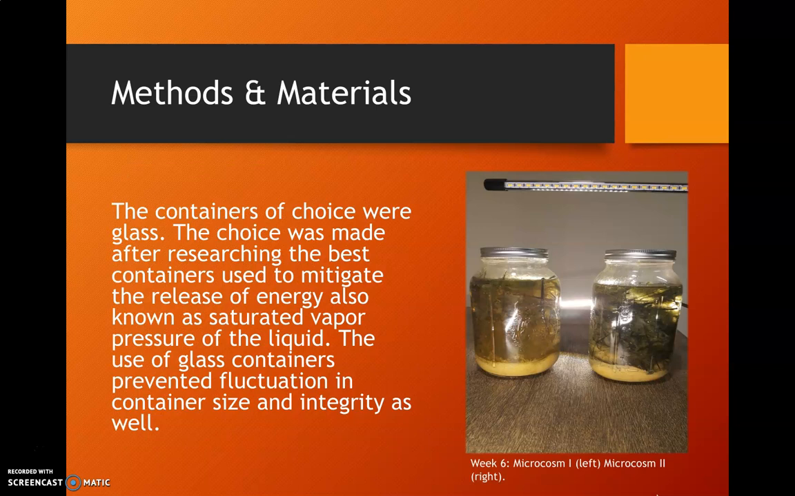The containers of choice were glass. The choice was made after researching the best containers used to mitigate the release of energy, also known as saturated vapor pressure of the liquid. The use of glass containers prevented fluctuation in container size and integrity as well.